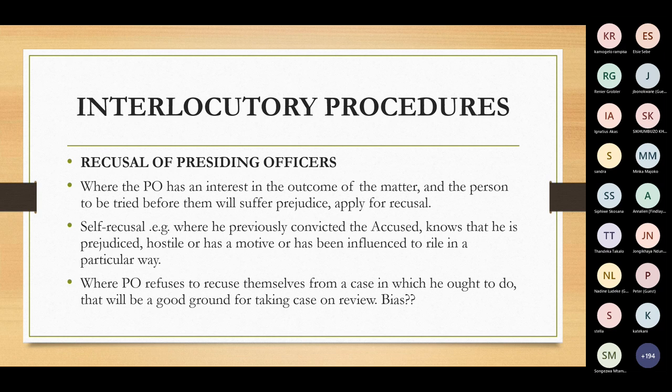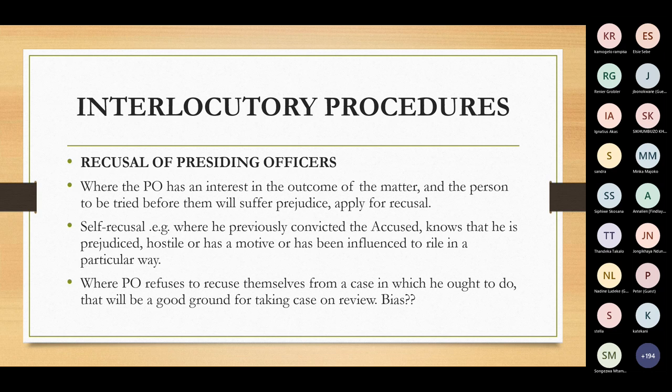So where you see that the presiding officer has an interest in the outcome of the matter, and the person that is to be tried before them is going to suffer a great prejudice, then you apply for a recusal of the presiding officer. There are instances where the presiding officer themselves will do what is called a self-recusal. I told you of the example of the celebrity who was involved in a motor collision where children passed away. And the presiding officer was supposed to hear a bail application, but for his own reasons, they recused themselves from the proceedings. So that's a good example there.